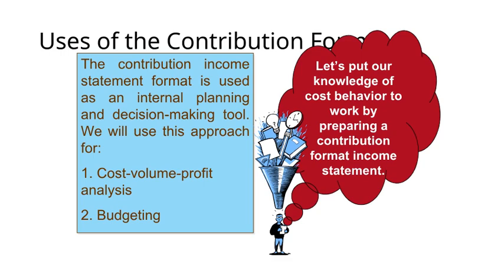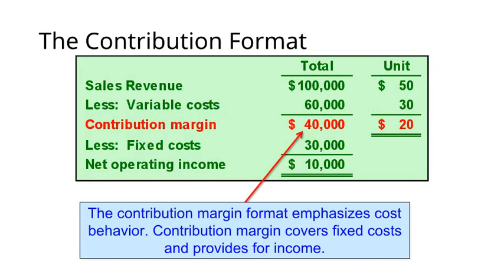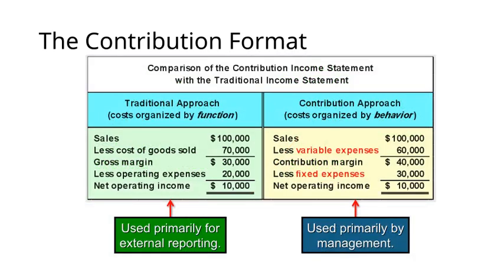The contribution approach separates costs into fixed and variable categories. Sales less variable costs equals contribution margin. The contribution margin less fixed costs equals net operating income. The contribution format allocates costs based on cost behavior.